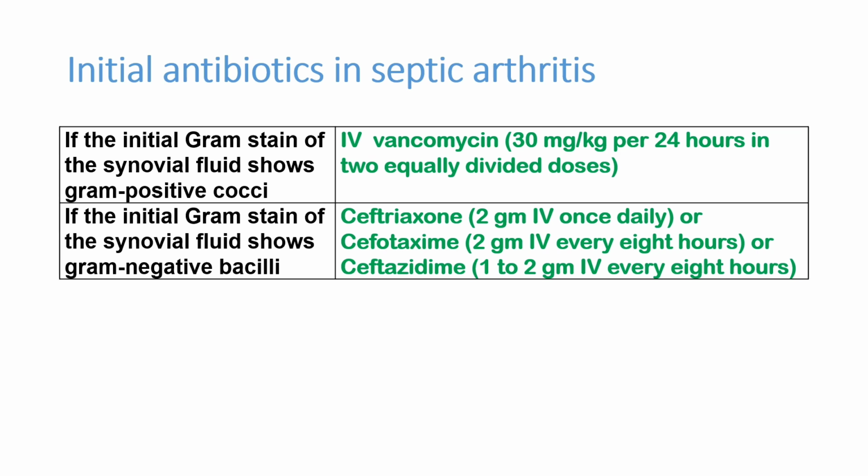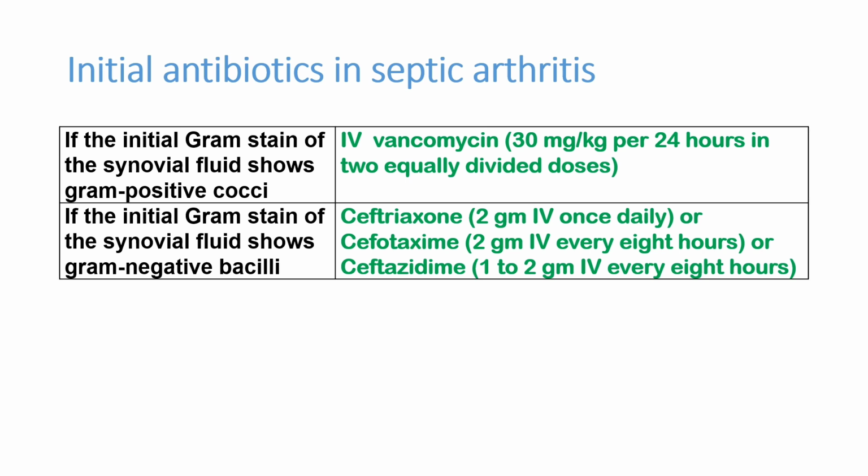Now, empirical antibiotics are very important in septic arthritis in the emergency room. If the initial gram stain of the synovial fluid shows gram positive cocci, then vancomycin should be started, 30 mg per kg per 24 hours in 2 equal divided doses. So you can give 15 mg per kg morning, 15 mg per kg evening. If the initial gram stain shows gram negative bacilli, we can start ceftriaxone or cefotaxime or ceftazidime.